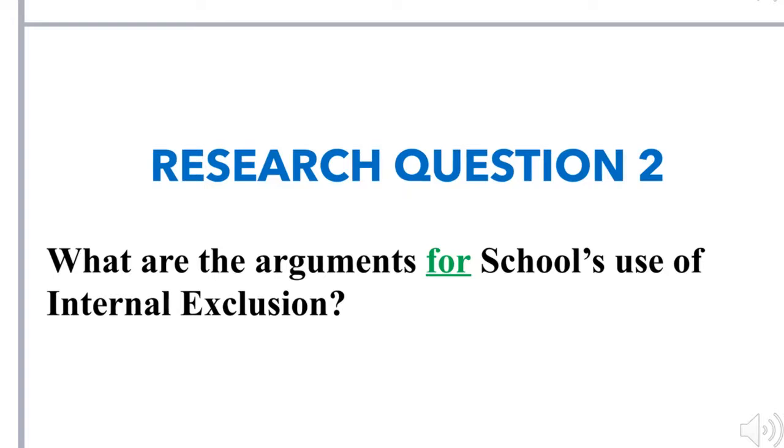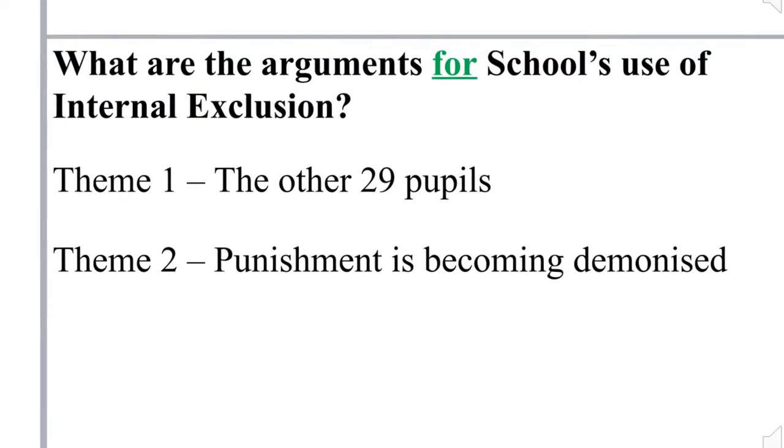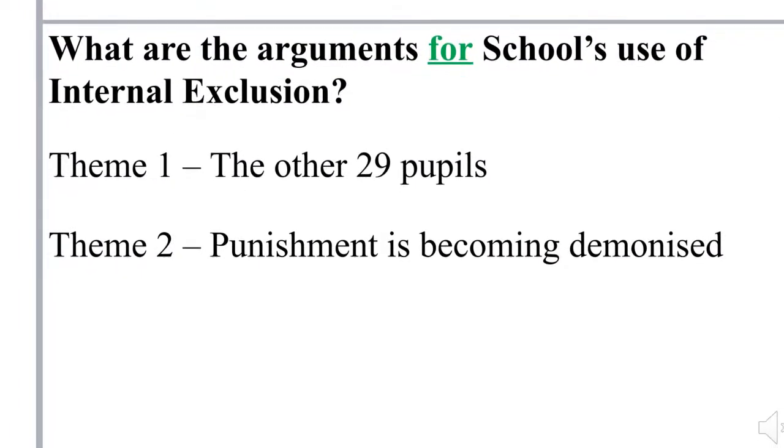Research question 2. What are the arguments for schools' use of internal exclusion? Once again, I've gone for a thematic approach to this. Now, theme 1, the other 29 pupils. By the other 29 pupils, this could be any class size, but I'm drawing importance to the needs of every pupil in that classroom at the same time.